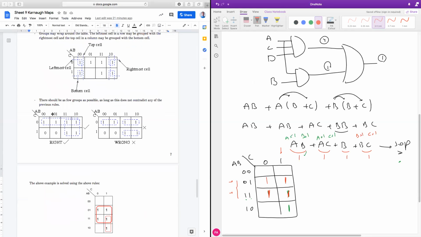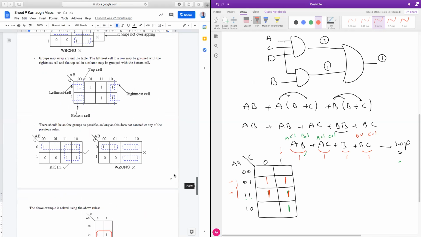And the last one is there should be as few groups as possible. So look at this. Again, you've got to go for the biggest group, you've got to go for the overlap, and you've got to go for the fewest groups possible. Here, if you go for groups of 2 with no overlap, you've got 3 groups. But if you go for groups of 4 and having overlap, you've got 2 groups, which is acceptable.